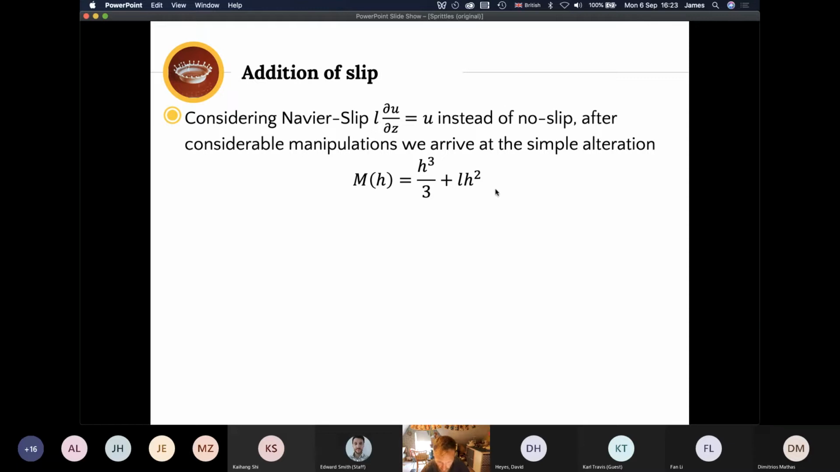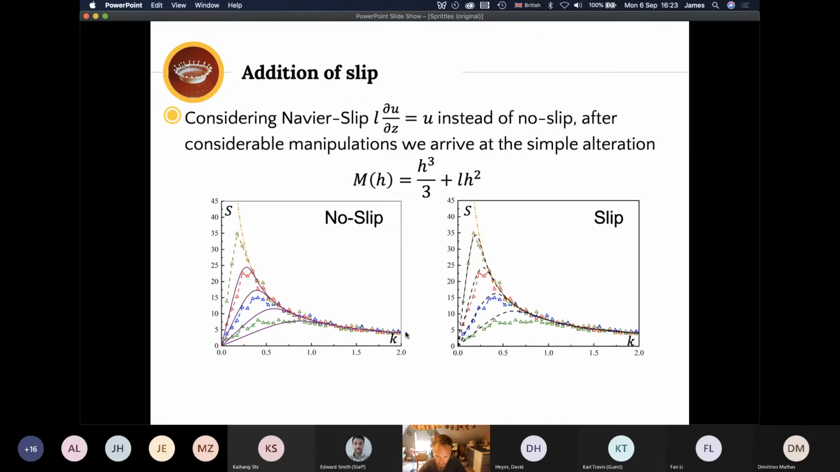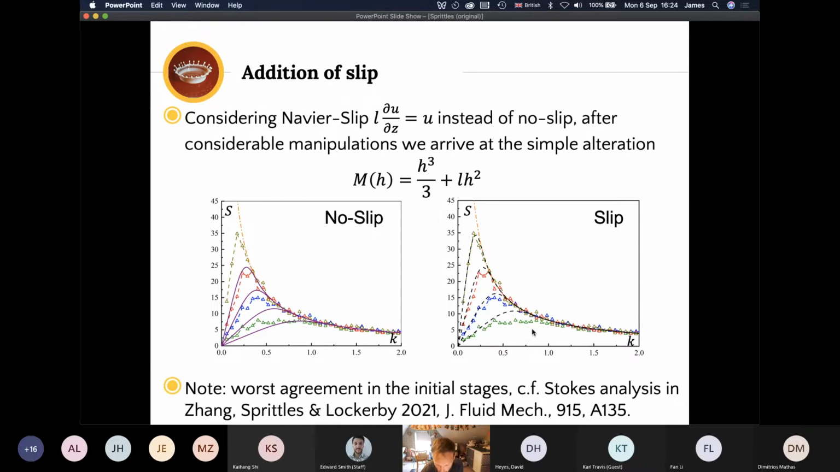So what Yixin did was extend our model to account for slip. If we do that, we can see much, much nicer agreement. If you look very carefully, you can still see here that the agreement is not so great, and that's because the wave numbers, or wavelengths, are around 1 here, which doesn't satisfy the thin film assumption of the lubrication framework. We've done further work where we use a Stokes analysis, and we can actually capture this behavior as well, but I don't have time to talk about that today.